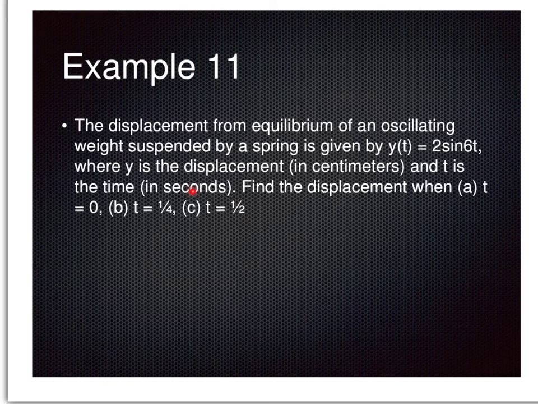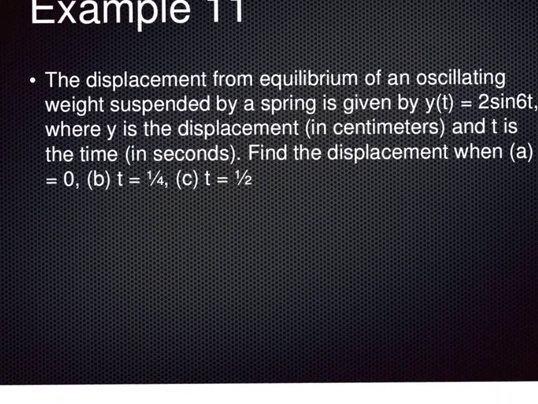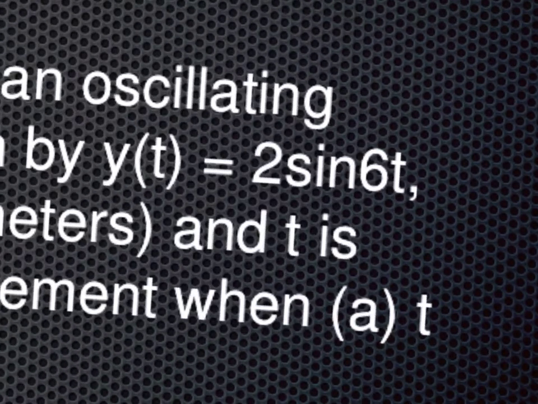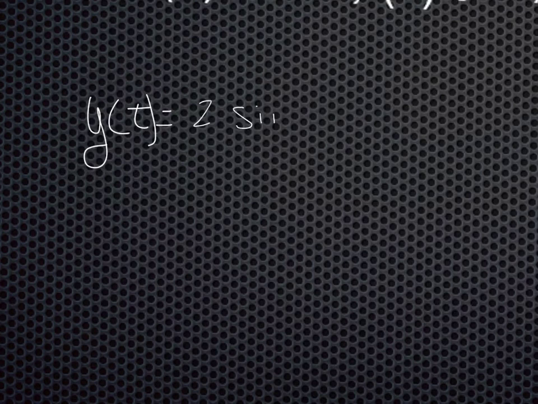So all we're going to do is substitute. It seems more intimidating than it is, I promise you it's not. What it's asking you to do is to literally substitute 0 into this function here, then 1/4 and a half. That's it. So let's actually go ahead and do that. So y of t equals 2 sine 6 times 0. When we evaluate this one, we want to evaluate 6 times 0 first. So we're going to rewrite it as 2 sine of 0.